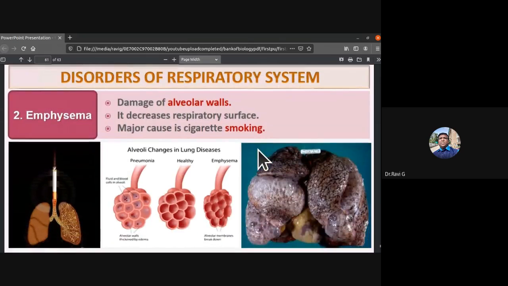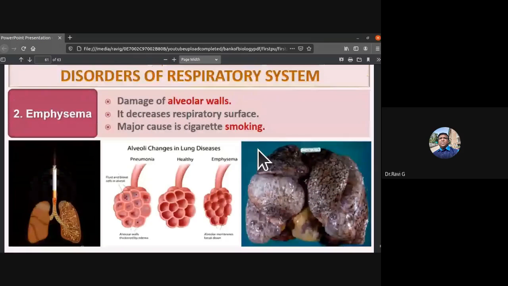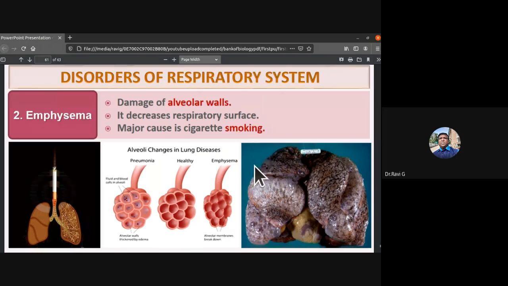The next one is emphysema, which is a disorder of the respiratory system. Smoking majorly causes the disorder. There are two types of smoking. To an extent, the number of smokers has reduced because of the sustained campaign that the government has been doing throughout the world. At present, smoking has reduced drastically. Okay, so there are active smokers and passive smokers.